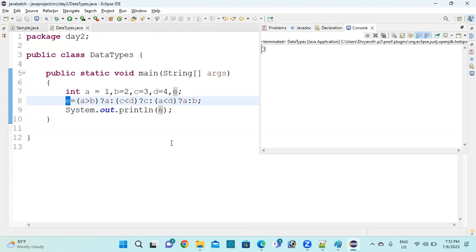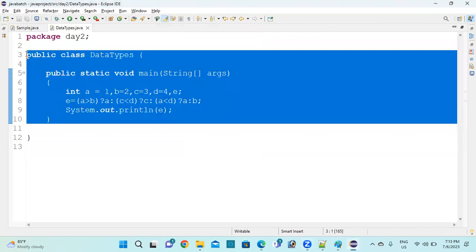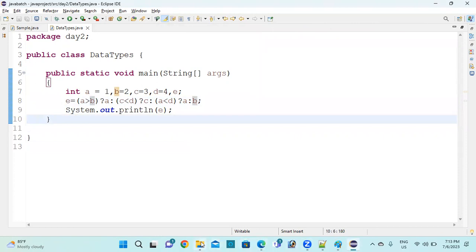A less than d. Sorry, here the condition is true, right? C less than d, the condition here is true. So the answer is 3. Okay, right. Okay, that's it. Next one, bitwise operators. We'll discuss bitwise operators here.